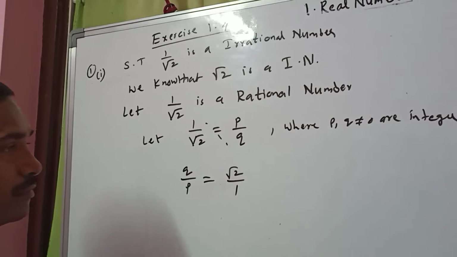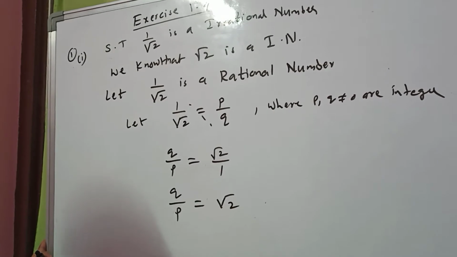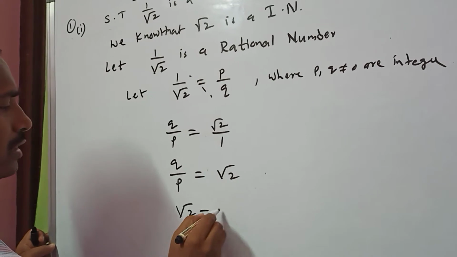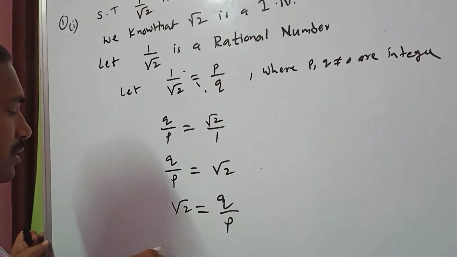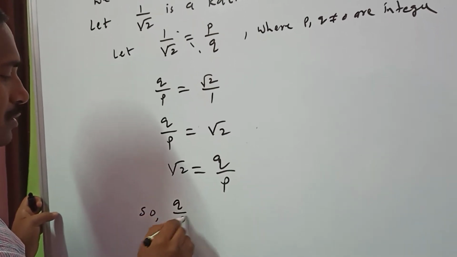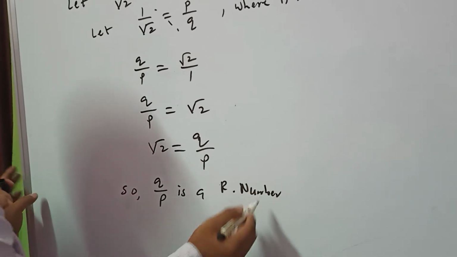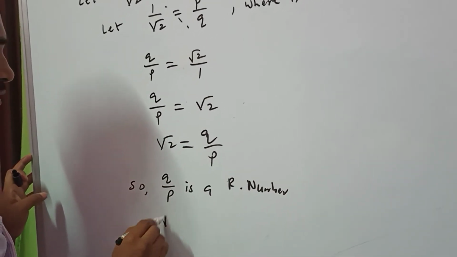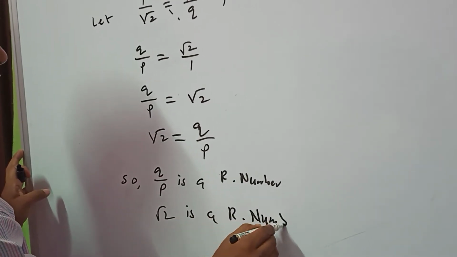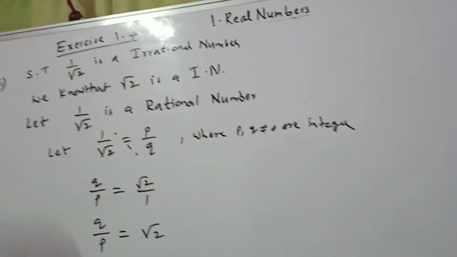q by p equal to root 2 by 1, that is, q by p equal to root 2. So here q, p are integers, and q by p is a rational number. That means what is q by p? Root 2. Root 2 is a rational number, but it is wrong. What is root 2? Root 2 is an irrational number.